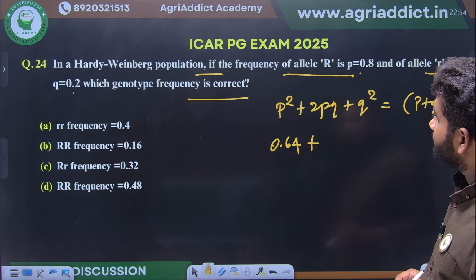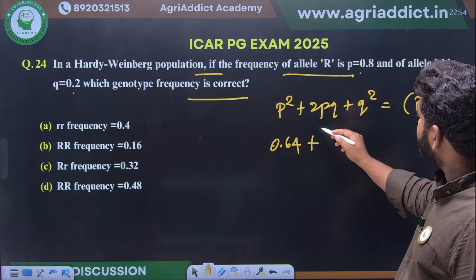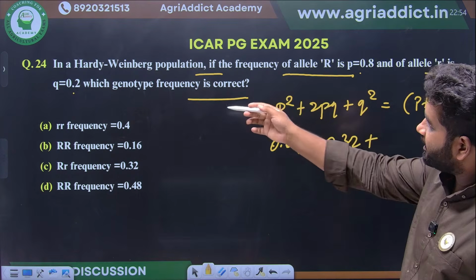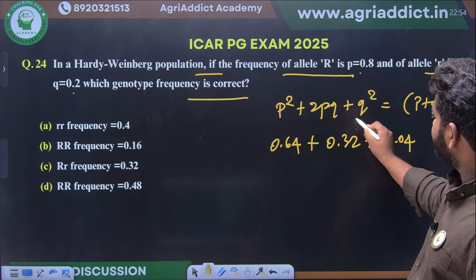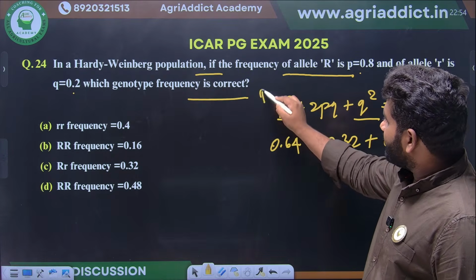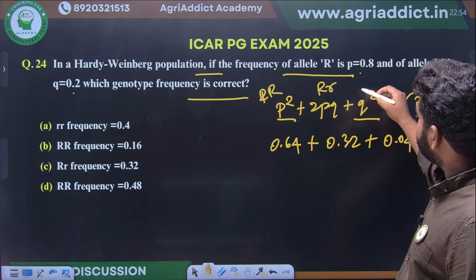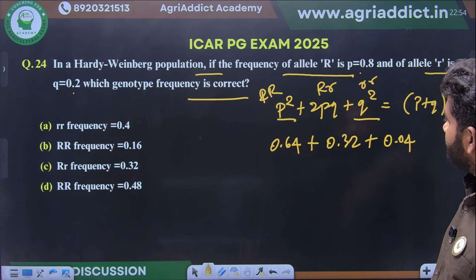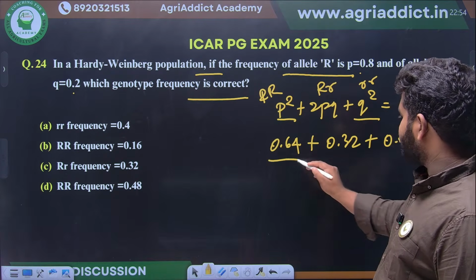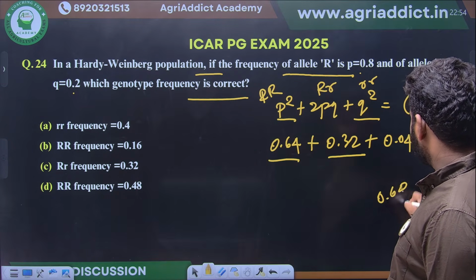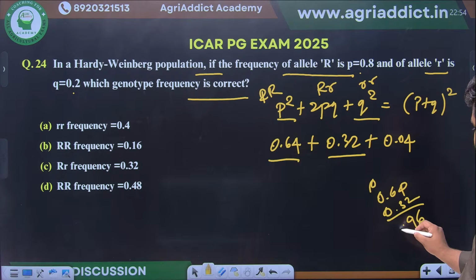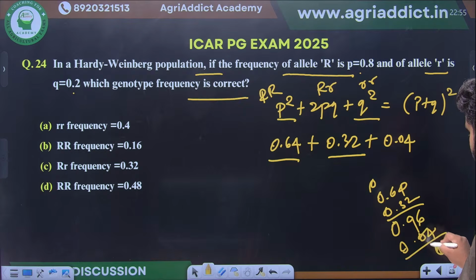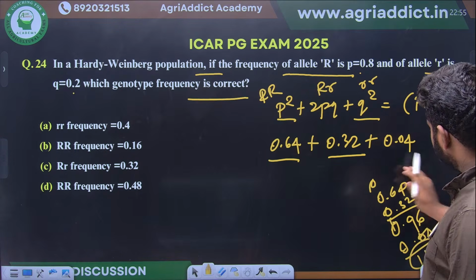your 2pq value, that is 0.8 into 0.2 into 2, is 0.32, and then your q square, 0.2 into 0.2, is 0.04. Is that right? Your p square value is nothing but capital RR, and 2pq is nothing but capital R, small r. Tell me, is it correct? 0.64 plus 0.32 is 0.96, plus 0.04, it makes 1. Yes, correct.